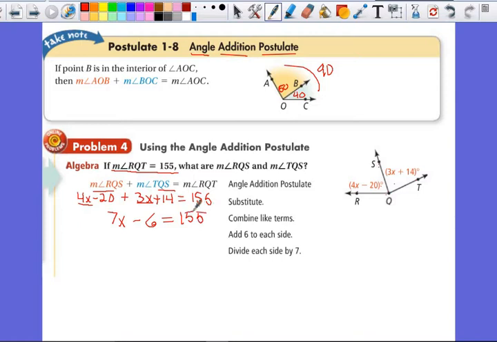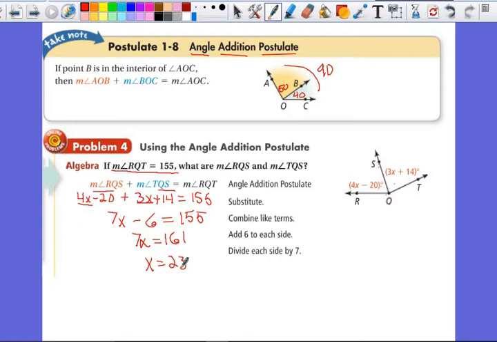So next step is we got to get rid of that minus 6. So it says it over there to the right. We're going to add 6 to both sides. So 7x equals 161. All right? Now, for our last step, we got to divide each side by 7. So if we divide each side by 7, that gives us that x equals 23.